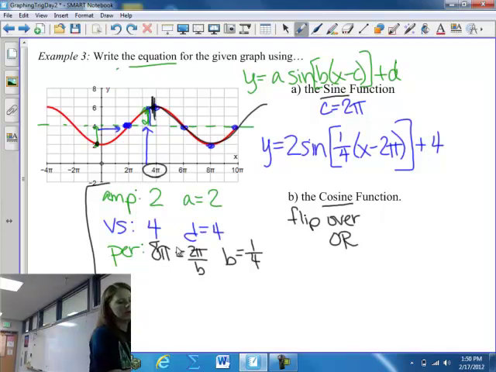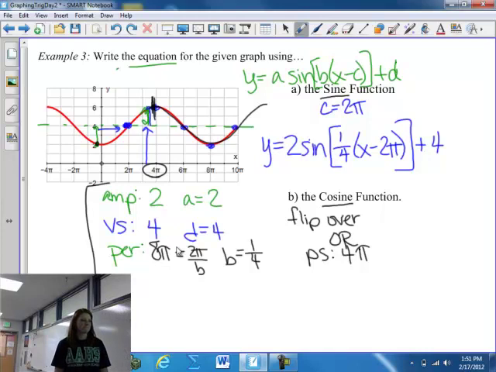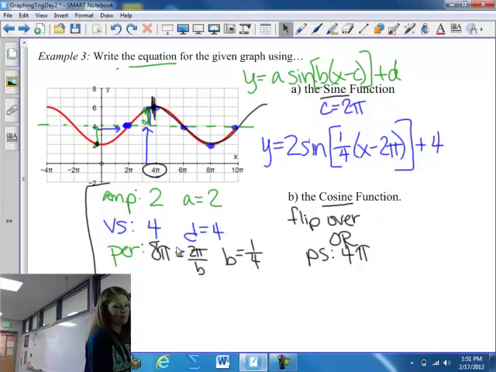So our phase shift could be 4 pi. C is 4 pi. And you said earlier that A, B, and D, the amplitude, the vertical shift, and the period, don't change from sine to cosine. So now we're ready to write our answer. Y equals.